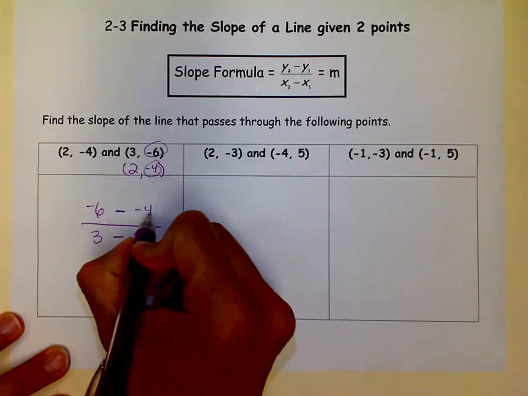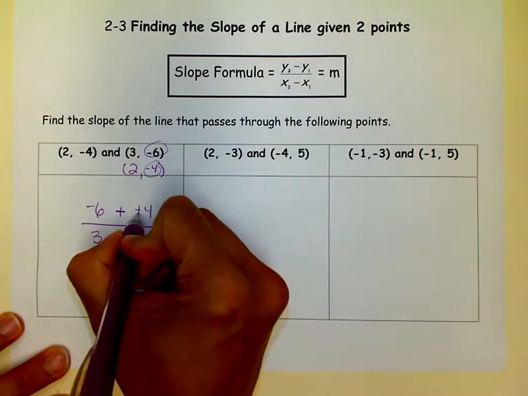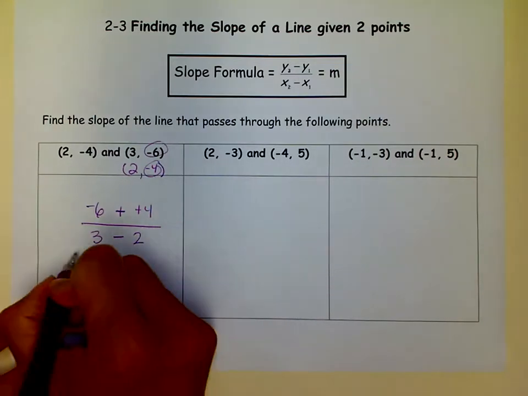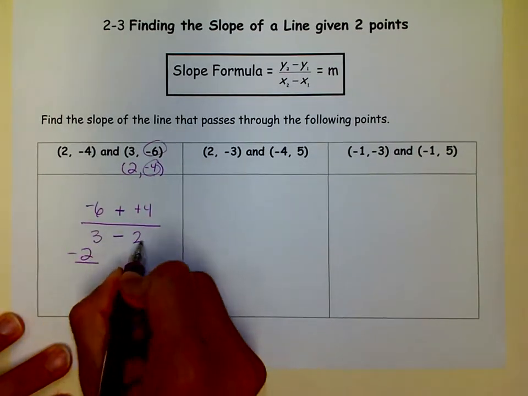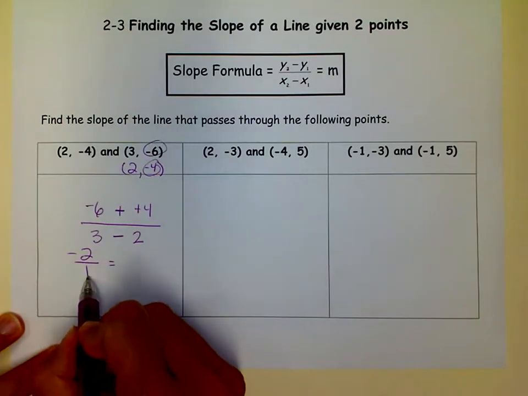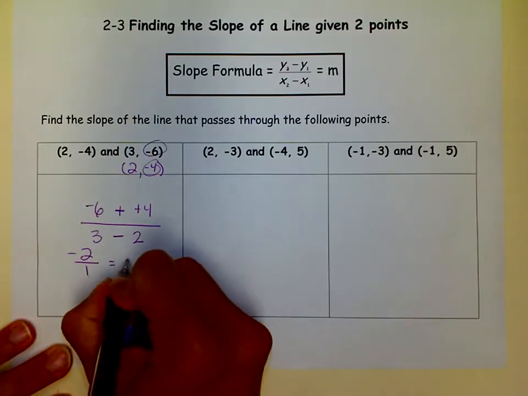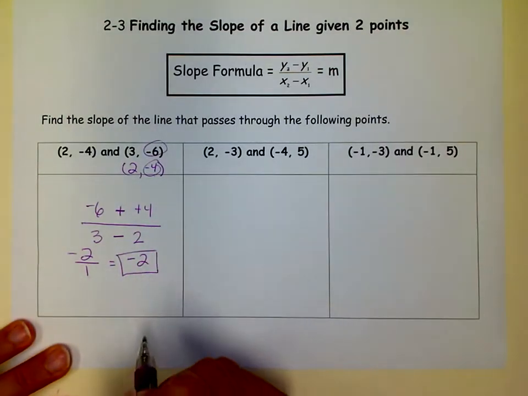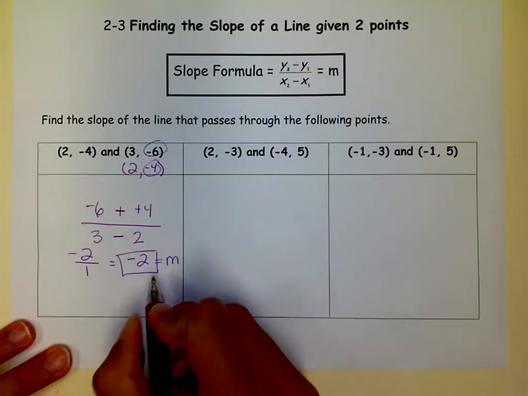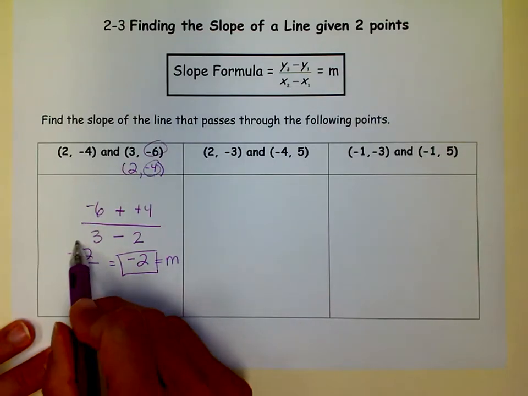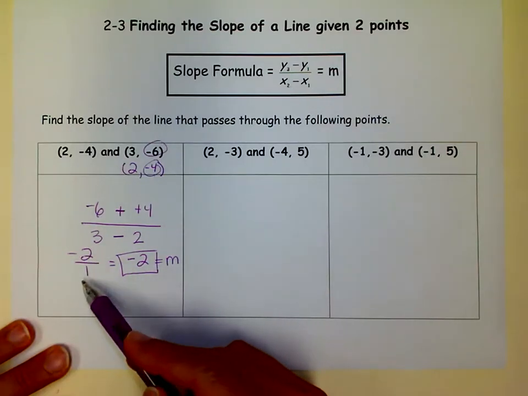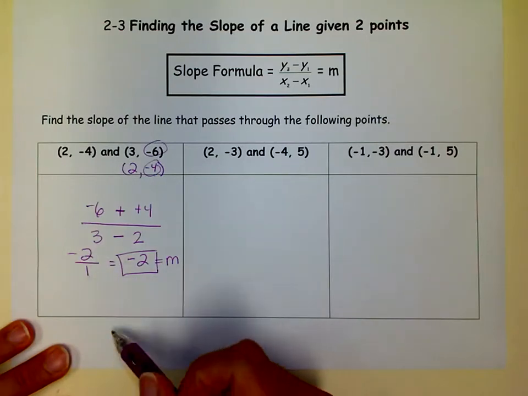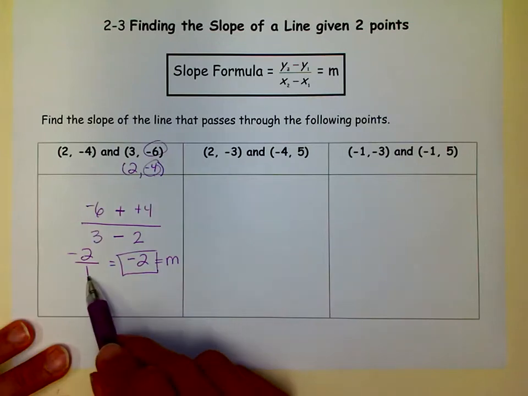So negative 6 minus a negative 4. Remember, whenever we minus a negative, it changes to a positive. So negative 6 plus 4 is negative 2. 3 minus 2 is 1. Negative 2 divided by 1 is negative 2. So if you're just asked to find the slope, it's negative 2. But if you were asked to use it to graph a line, I like to keep it like this because it tells me 2 down, 1 right. So that's another option there.